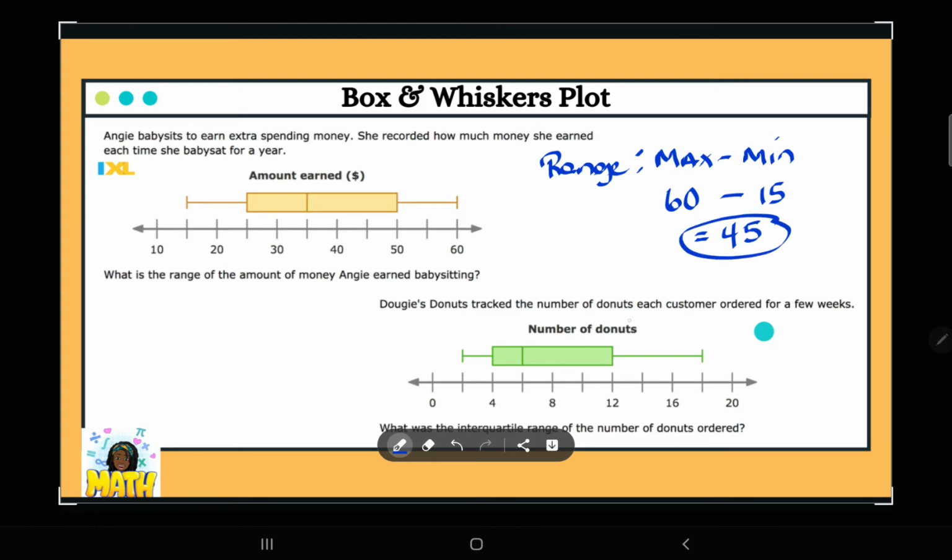Dougie's Donuts tracked the number of donuts each customer ordered for a few weeks. What was the interquartile range of the number of donuts ordered? So interquartile range will need us to use Q3 and Q1. So Q3 minus Q1, that gives us 12 minus 4, which is 8. So the interquartile range here is 8.